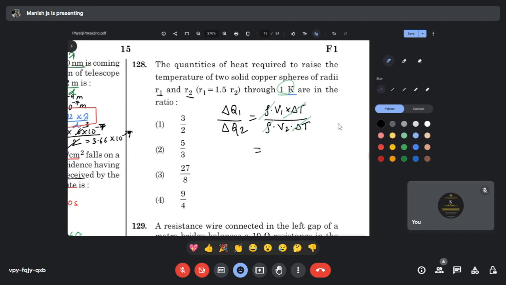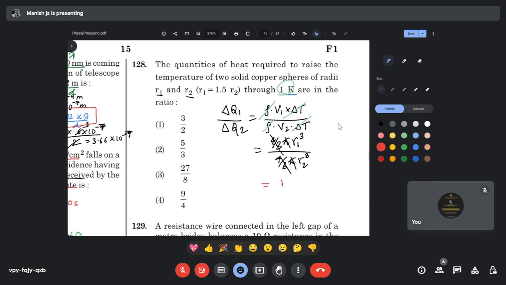So substitute the volume formula, the volume of a sphere. You know the volume of a sphere is 4 by 3 pi r cubed. So it is 4 by 3 pi R1 cube, not square, R1 cube, divided by 4 by 3 pi R2 cube. So 4 by 3 would get cancelled, and pi also would get cancelled off. Then you go for substitution.